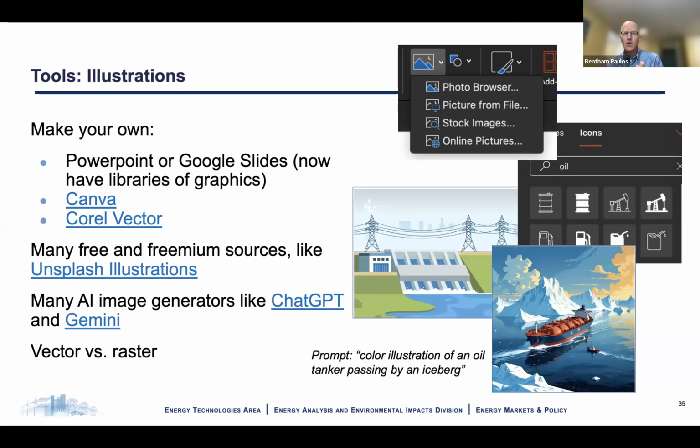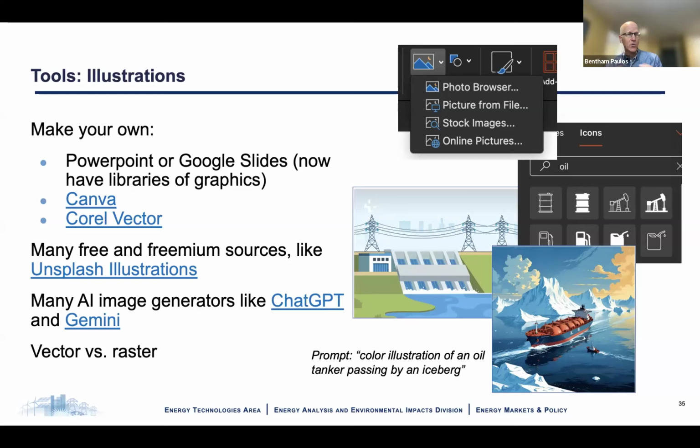There are software tools like Canva and Corel Vector where you can make your own images, drawing programs essentially. Then there are free and freemium sources like Unsplash, where illustrations are available online. Those are essentially advertising for illustrators. So they'll give away a sample, and then you can hire them to make custom illustrations. Again, there's not a whole lot going on with energy, but there's a little bit.